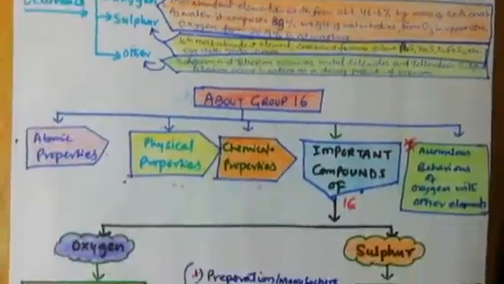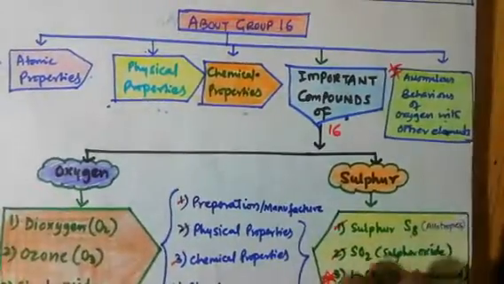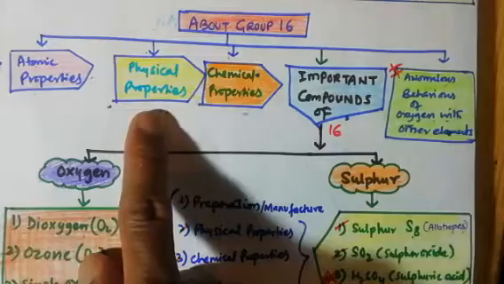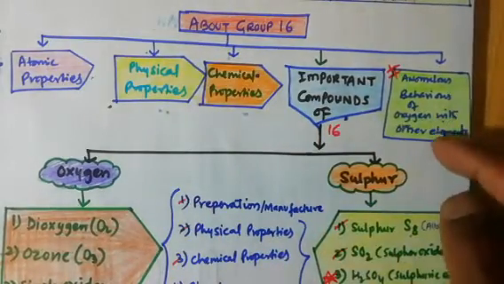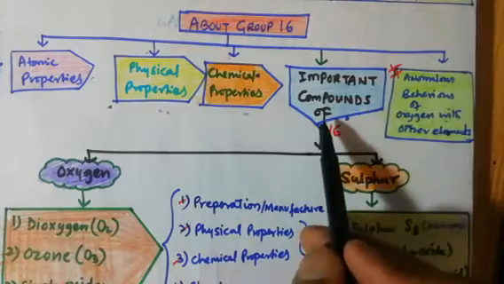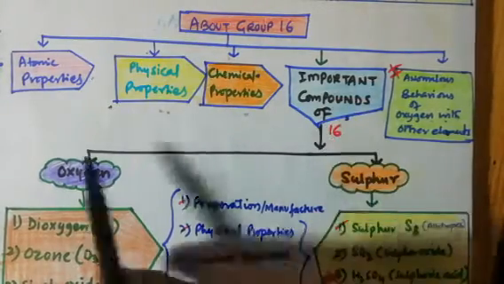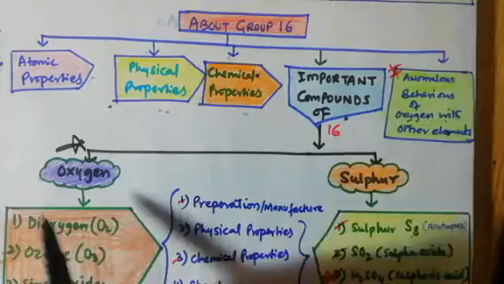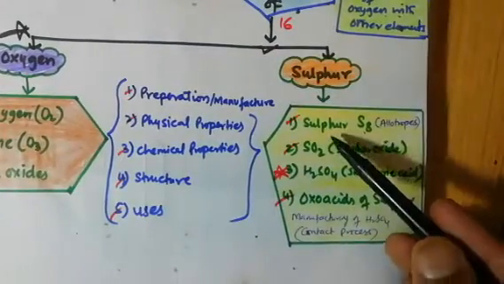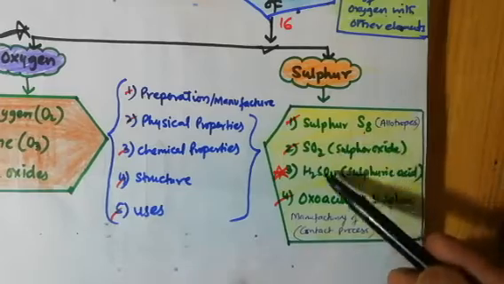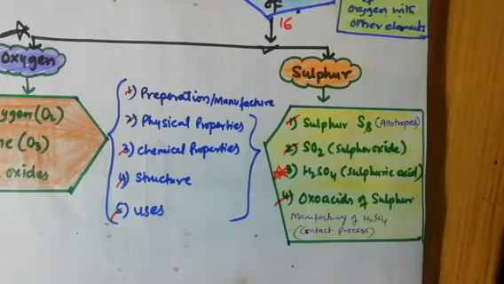Okay, so basically we have started already, and in this group we are talking about atomic properties, physical properties, chemical properties, important compounds, and anomalous behavior of oxygen with the other elements. So in important compounds, oxygen and sulfur. Oxygen we have already done. Now we are going to do sulfur today. In sulfur we have sulfur allotropes, sulfur dioxide, H2SO4, and oxoacids of sulfur. So let's start.